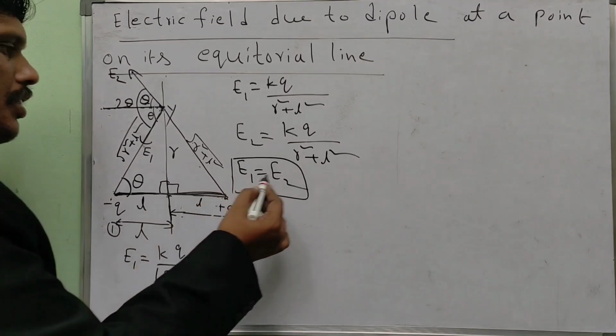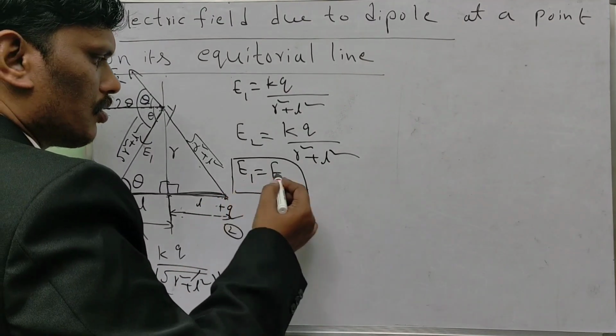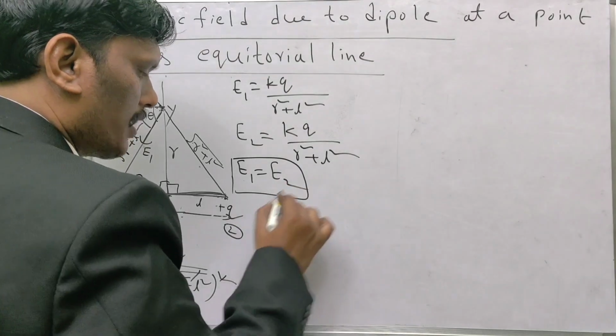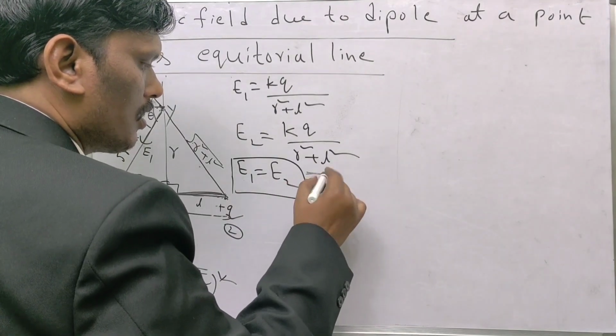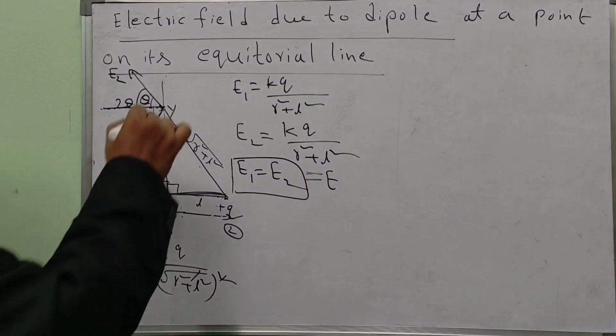So E1 is equal to E2, I know that. I am going to consider E1 equal to E2 equal to some electric field E. Now I need to calculate the net electric field at point Y.